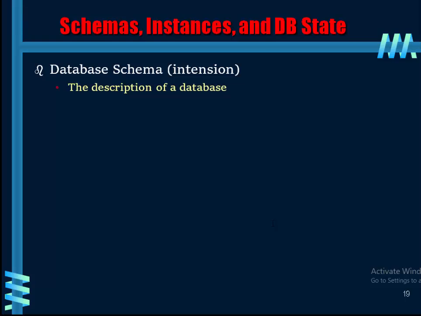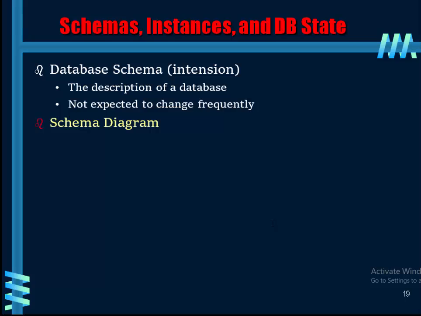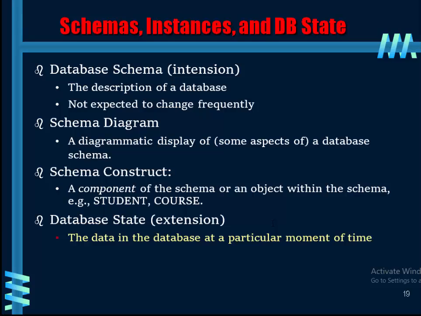So database schema is also called as an intension, which is used to describe the database, but as I told, this is not expected to change frequently. This is a description about the schema. And let us see the database states, or the database state is also called as extension of the database. The data in the database at a particular time or at present is called as a database state, or that is also called as an instance. The data in the database at a particular moment of time is called as the instance of the database.